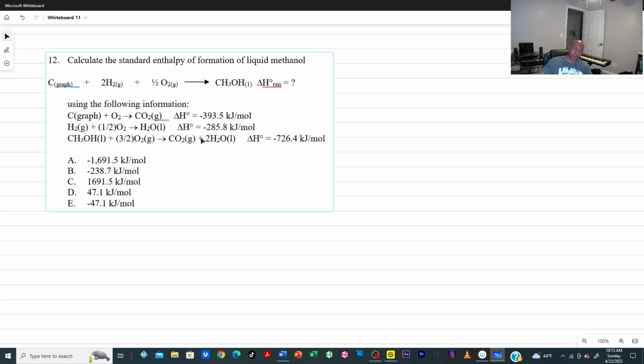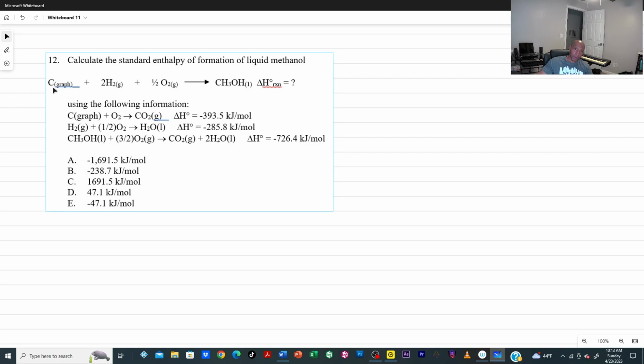Every time we do something to one of these reactions, we're going to have to do something to the enthalpy changes. Again, if we flip a reaction around, we change the sign on that enthalpy change. If I multiply it by a constant, I multiply the enthalpy change by a constant. And if I add the reactions up, I add the enthalpy changes up. Now, what I told you guys is to concentrate on the things that you need to get and not on the things that you don't need to get.